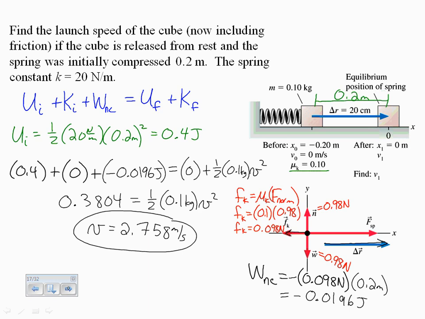And if we compare that with our answer before, we got 2.828 meters per second. So without friction, we had 2.828 meters per second. And again, that's what we would expect. We would expect that if we have friction, it's going to leave the spring at a slower speed. And that's what we have. It left at about 1/10 of a meter per second slower.